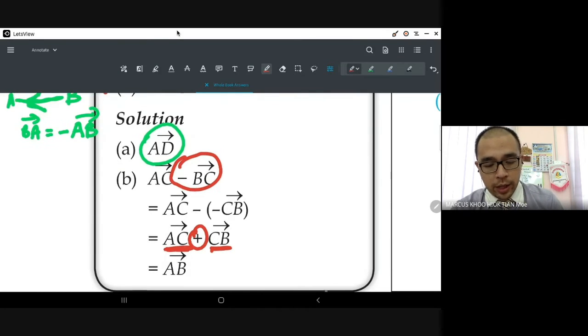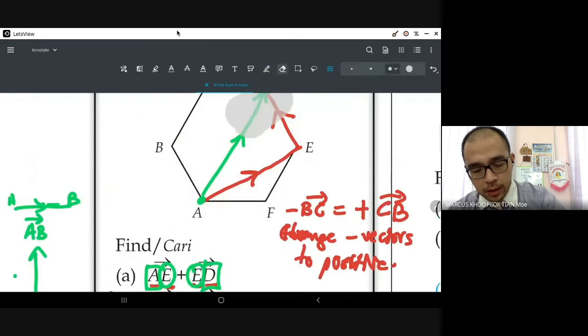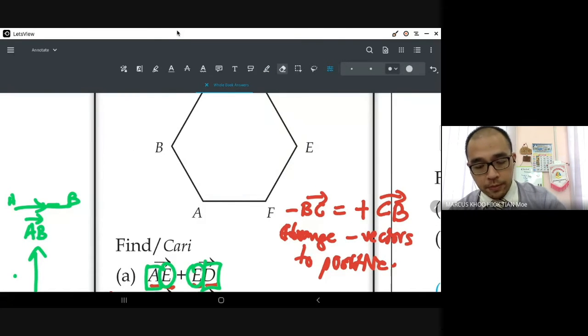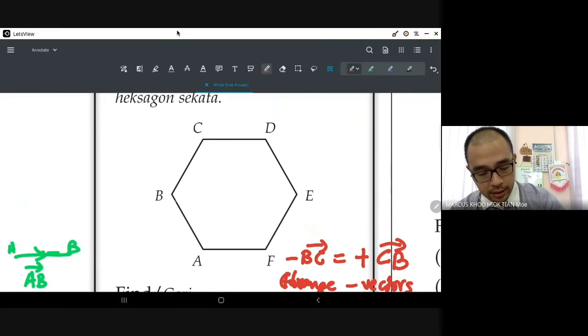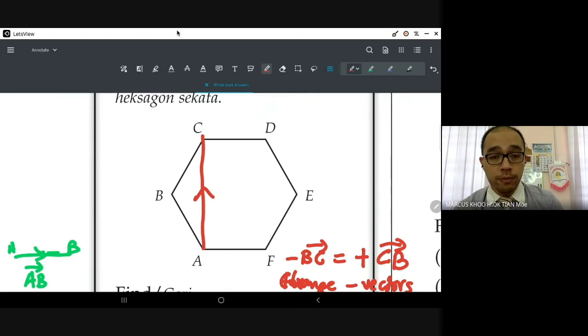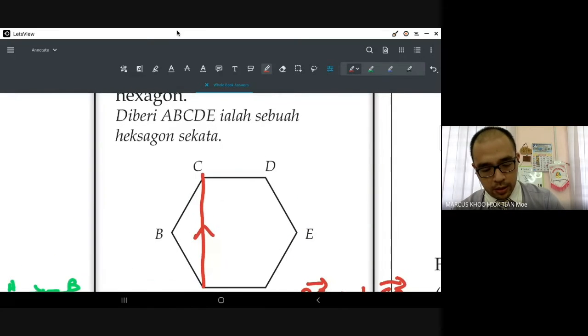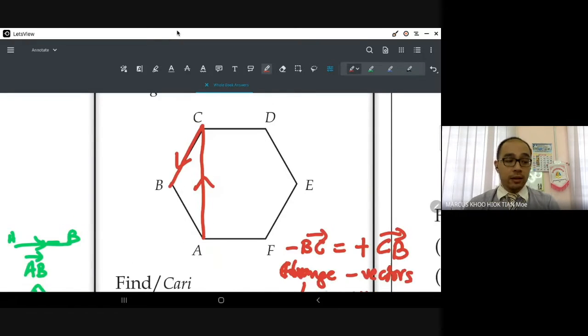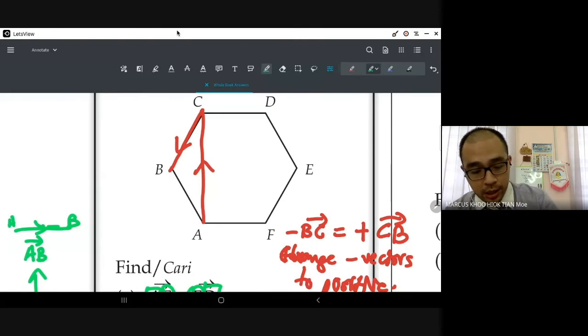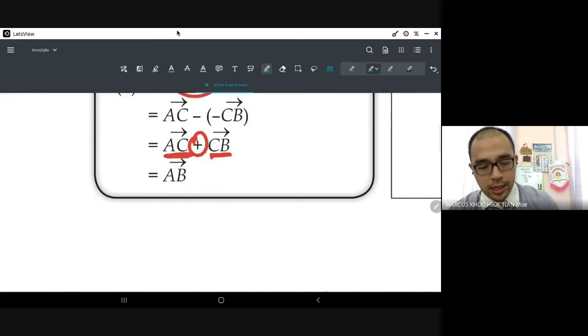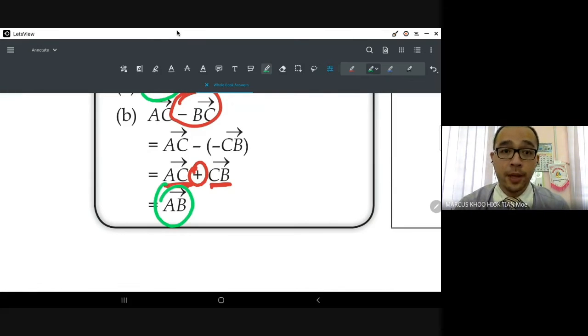Okay, let's do AC plus CB. Kita lukis. So AC is here, ini nah, A to C, and then lepas itu C to B, so here. So what is the resultant vector? Apakah hasil vektor tersebut? It will be dari A pergi B, vector AB, which is the answer that you have over here. So, it's not difficult.